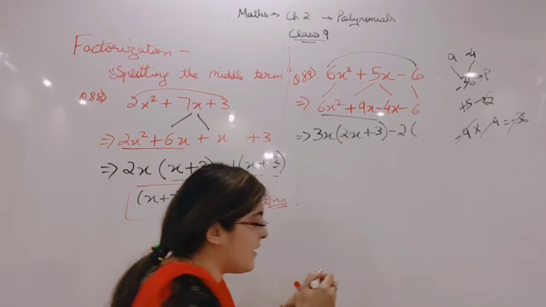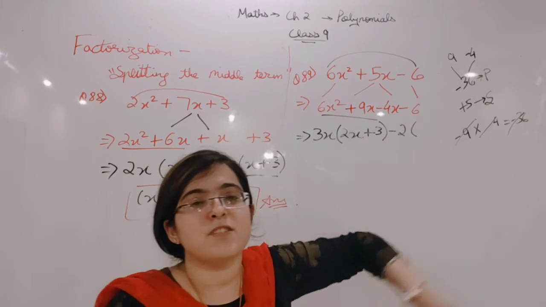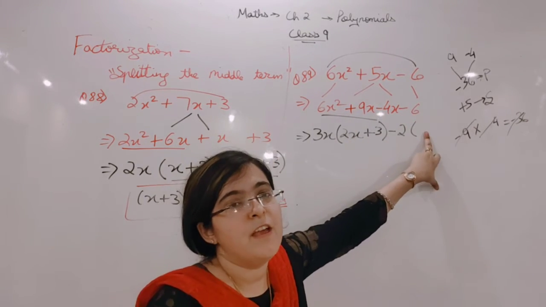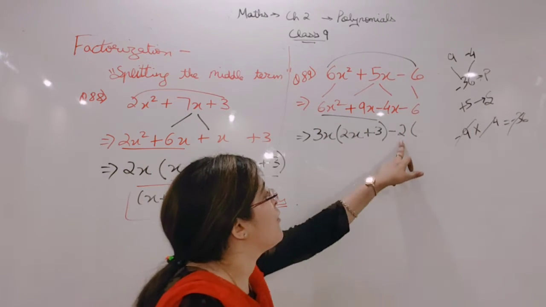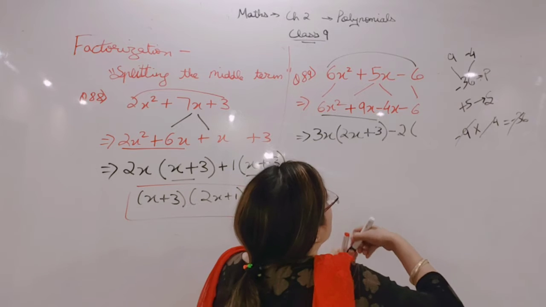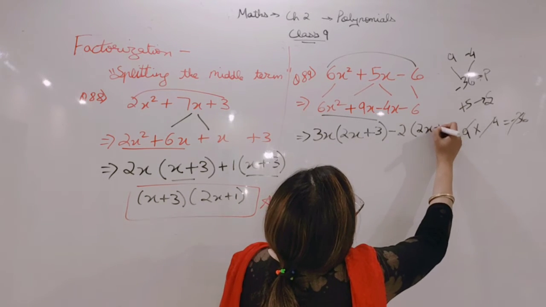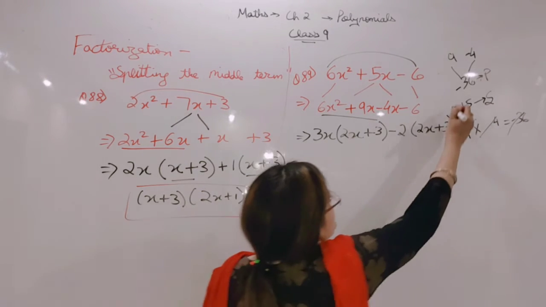Students, if we take a negative sign common, then the sign of both the terms changes. Since they are negative, they will become positive. If it had been positive, it would become negative. So what will it be? 2 2s are 4, so 2x. It will become positive, and this also plus 3. Is it clear, students?